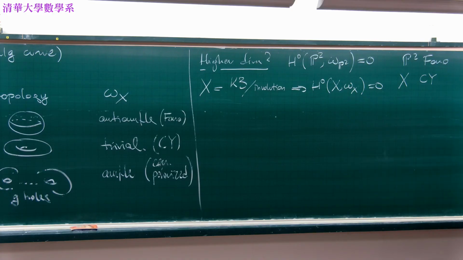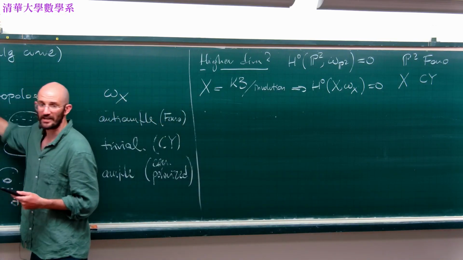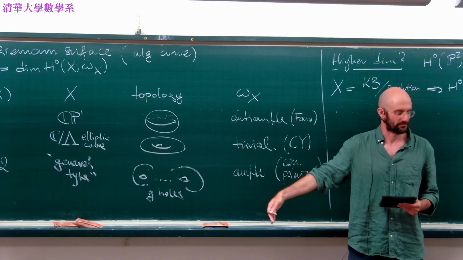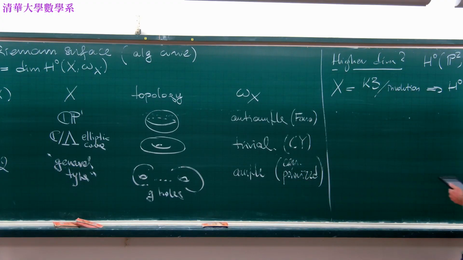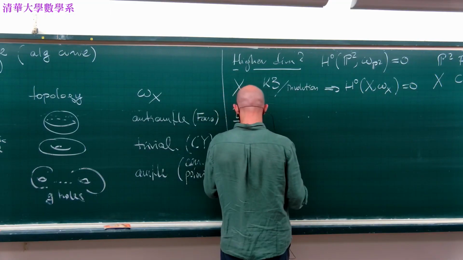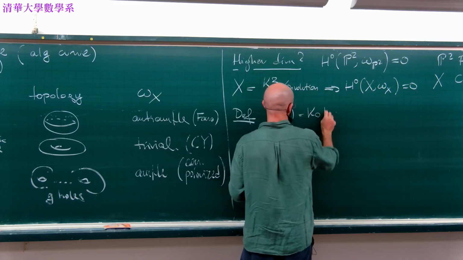So what's the solution? Instead of looking at just sections of omega X, we will look at sections of all the possible tensor powers of omega X. Let me introduce the definition. I will call kappa of X the Kodaira dimension.